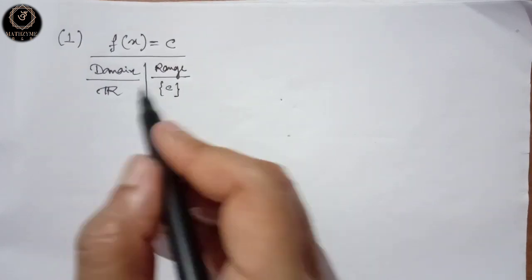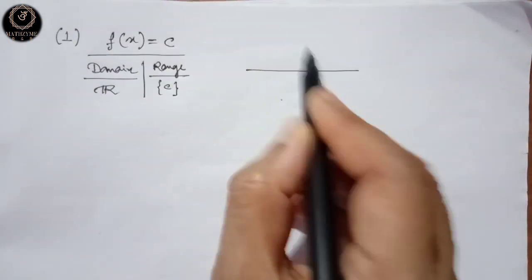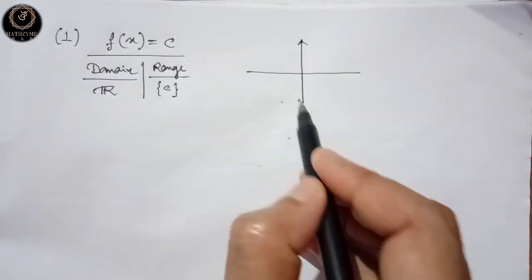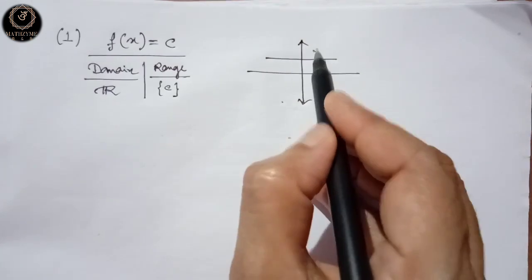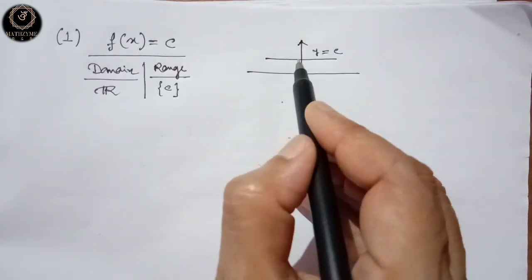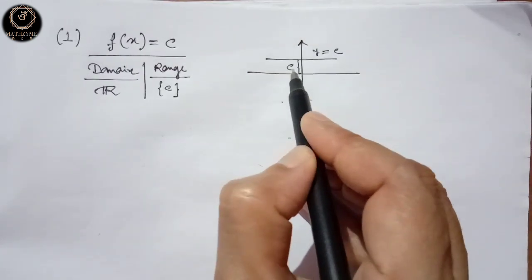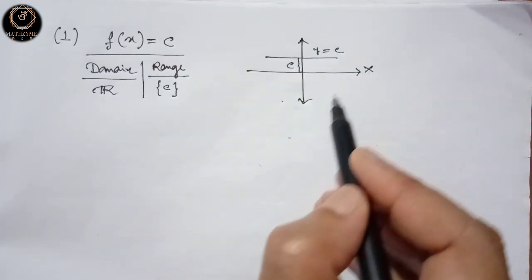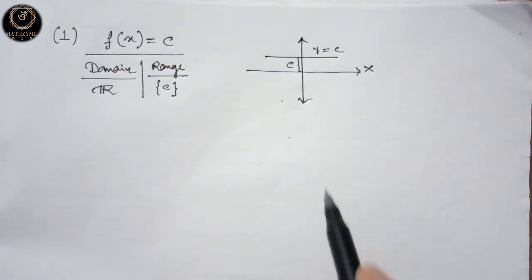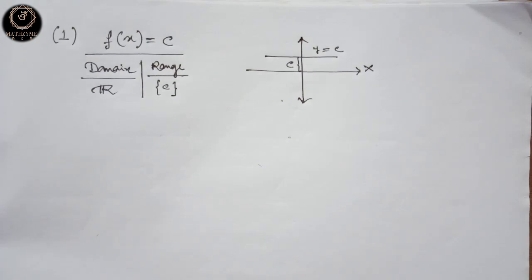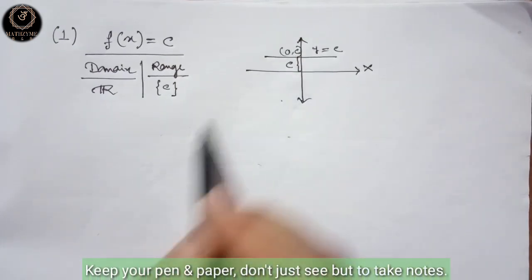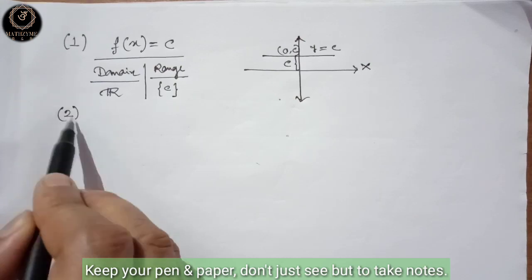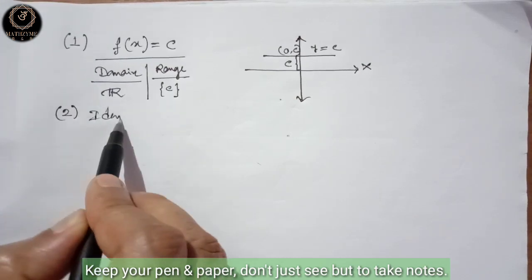is the real numbers and the range is the only singleton, the number c. Okay, and the graph is like this: this is the x-axis and also the y-axis, and f(x) = c is just parallel to x, that is y = c, where the distance from the x-axis is c units. Okay, this is the graph of f(x) = c. So here the graph is a straight line parallel to the x-axis passing through the point (0, c).